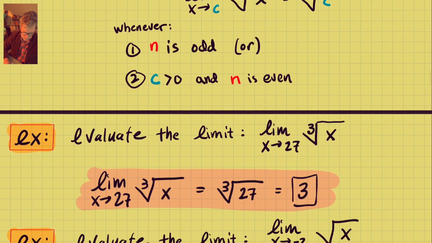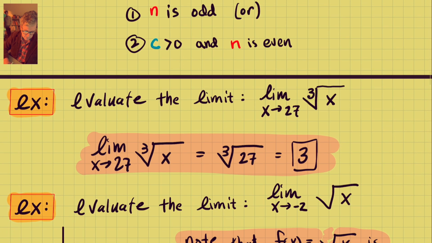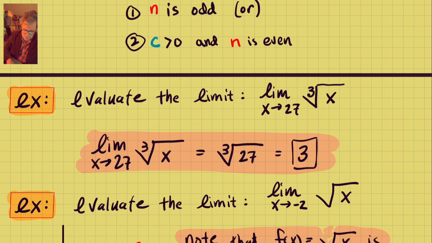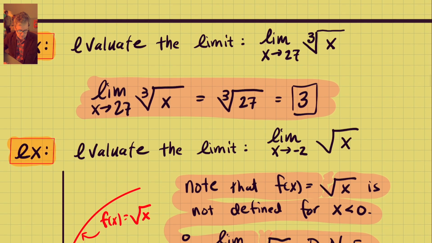Let's see an example or two of this just to make sure we're clear. Let's evaluate the limit as x approaches 27 of the cube root of x. So, a nice conspicuous limit point, 27. Well, in this case, n is odd, so I don't really care what my limit point is. I can just plug it in, and I get the cube root of 27, which turns out to be 3.